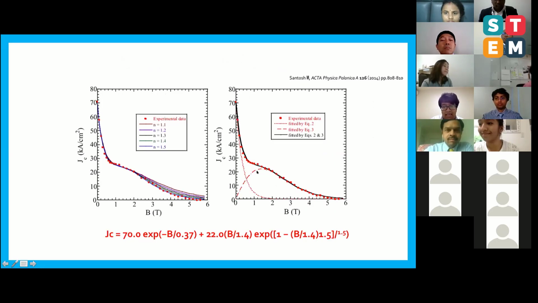So as you can see, when I meant by the integration of two functions, one is going down and one is going up. So in order to fit GD123 samples, it is so important to integrate those two functions. And as you can see, after the combination of equation 2 and equation 3, we can see a nice fit. And over here, we can see how n values were varied from 1 to 1.5.